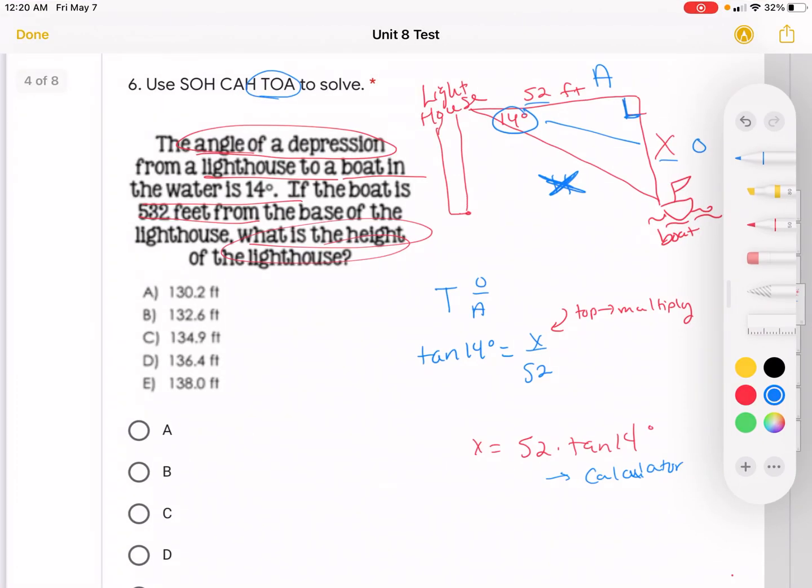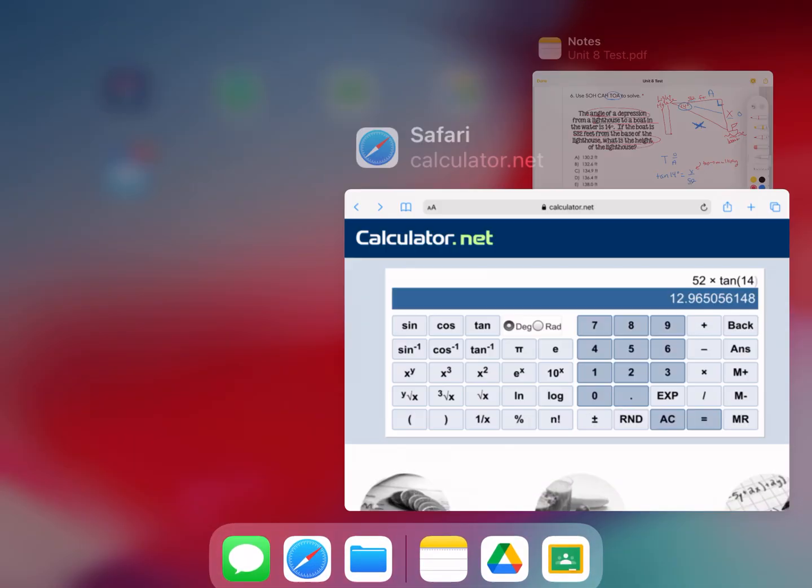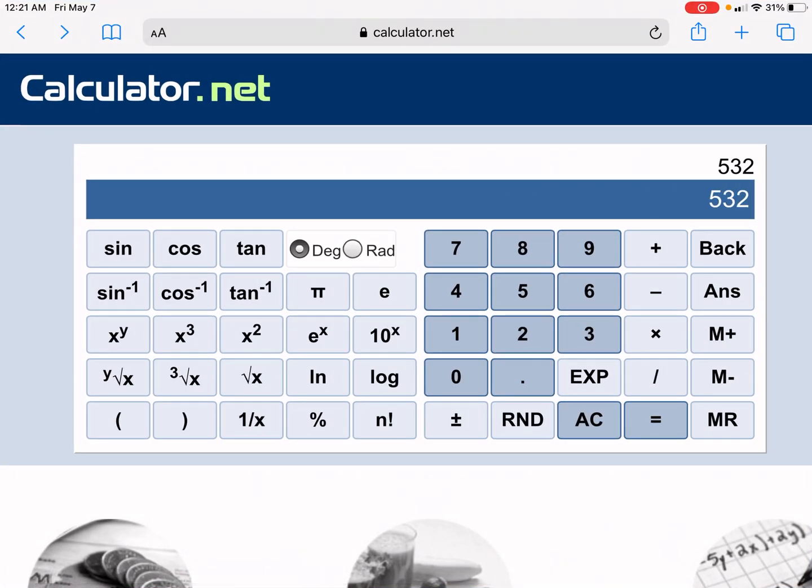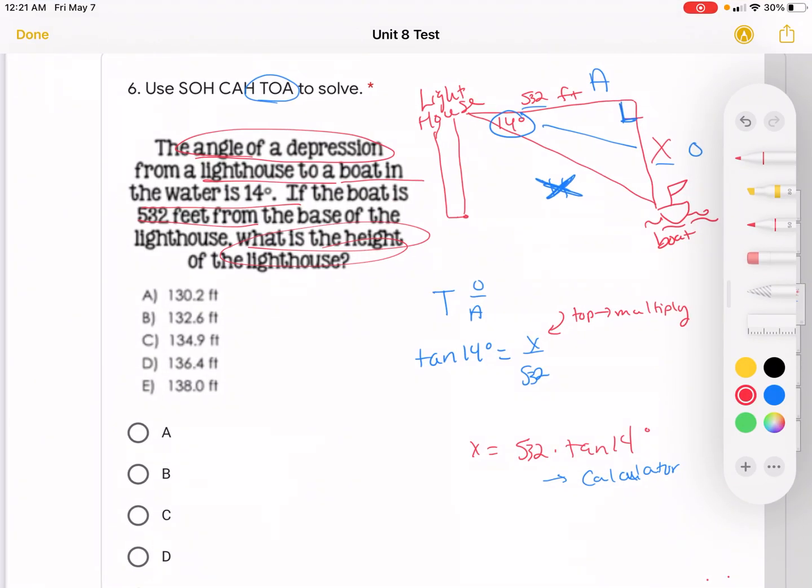Hold on, I think I made a little mistake somewhere. It's 532, not 52. So 532 times tan 14 comes out to 132.6.